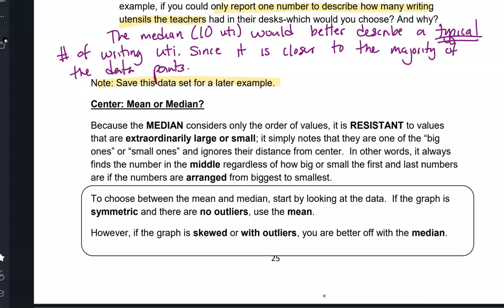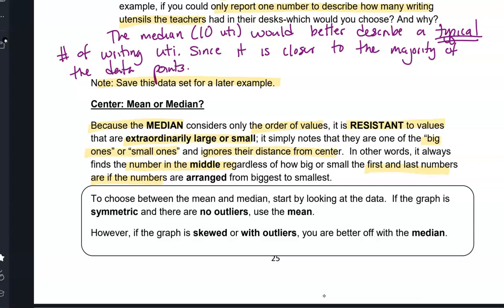Okay, all right, so the overall conclusion from what we just did. Our median considers only the order of the values, so therefore it is resistant to values that are extraordinarily large or extraordinarily small. So it simply notes that they are one of the big ones or small ones and ignores their distance from the center. In other words, it always finds the number in the middle, regardless of how big or small the first and last numbers are. So that's important.